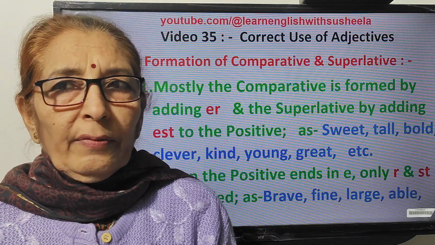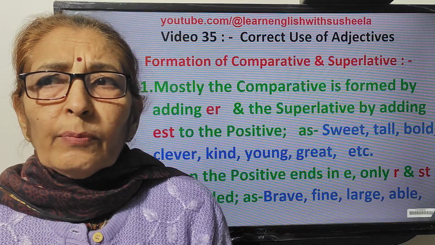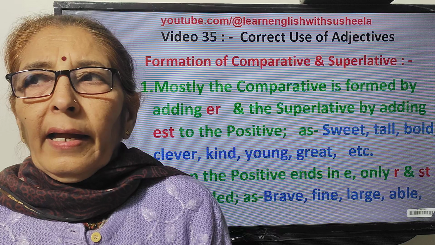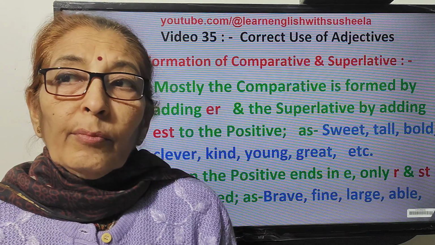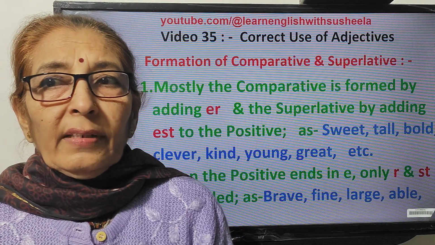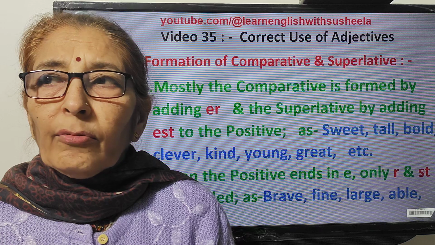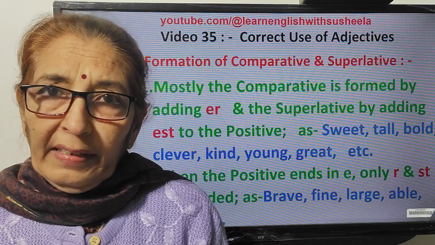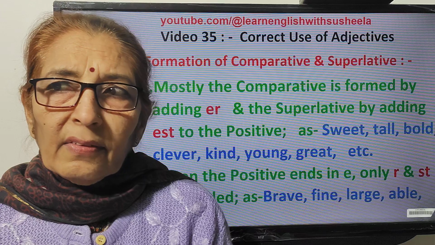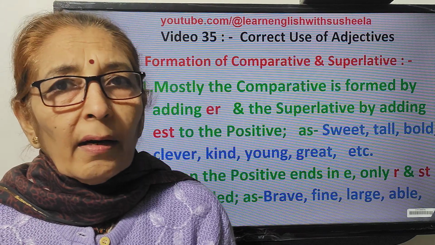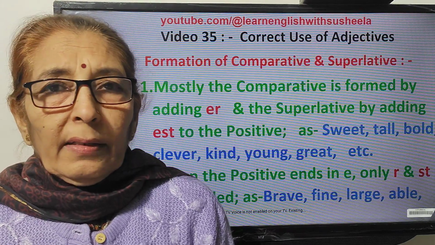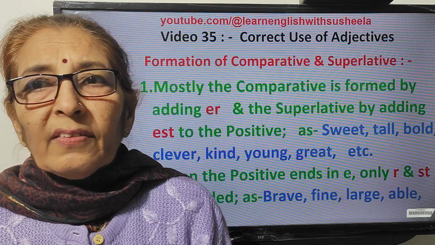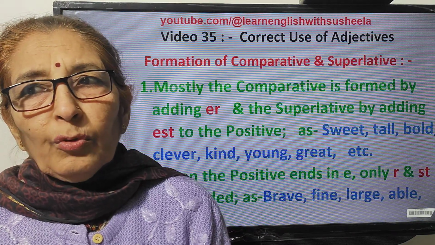Now this was one way. When the positive degree ends in E, only R and ST are added because E is already there. For example, brave. Here we have to use only R. It will become the comparative, braver. In the same way, fine. At the end E is there, so we will be using only R. And able, here also only R will be used and it will become abler. And wise, here only R is to be used, wiser.